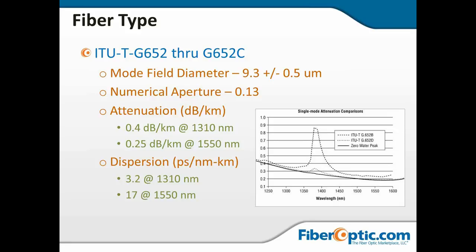And you can also see from the chart the 652D low water peak is the one with the little bump. If we had zero water peak, it would be that solid gray. And the 652 family up through 652C has that huge water peak there around 1380. And that effectively killed an entire section of the spectrum and made it unusable for CWDM or DWDM networks.